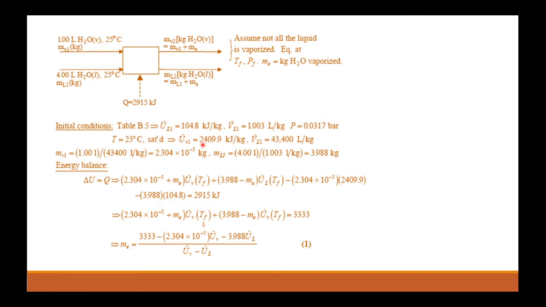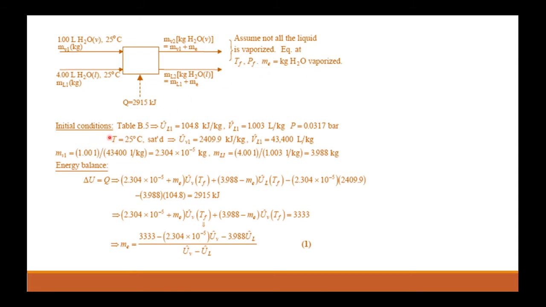Sorry for the blur image. So you have 1 liter of vapor coming in and 4 liters of liquid coming in at 25 degrees Celsius. And then it will leave as vapor phase and as liquid phase. So ME is your evaporated liquid, the kg of H2O vaporized, ME.